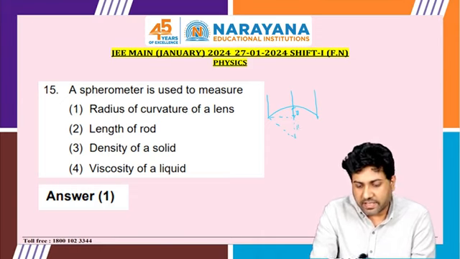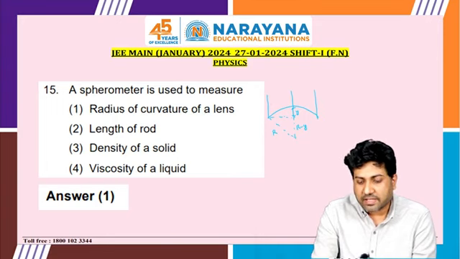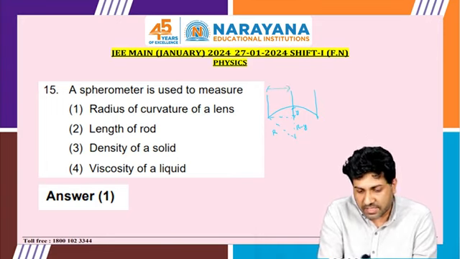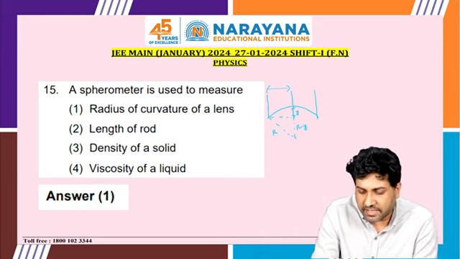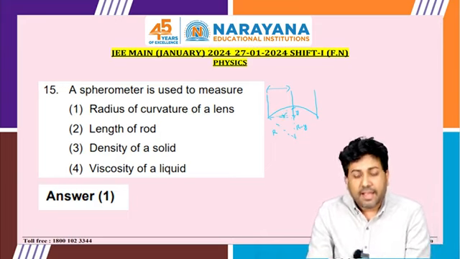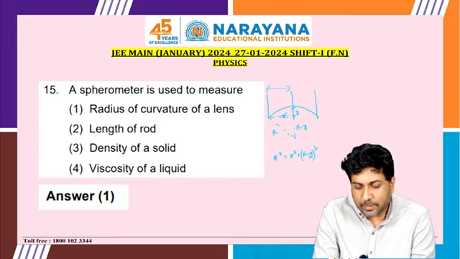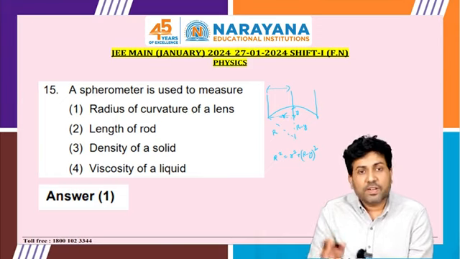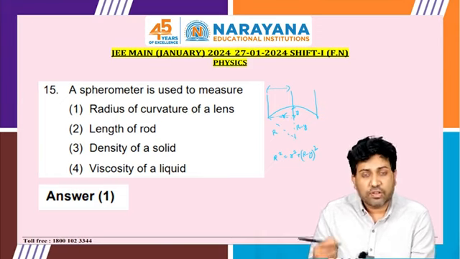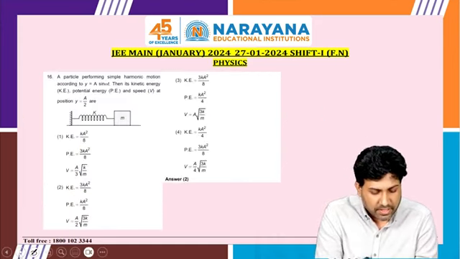So if this is y, this distance is r minus y, this is r, and let's say the diameter is... with the help of this distance we can also get the diameter, and if I know the diameter, I also know the radius of this. Let's say it is small r, and by Pythagoras theorem we will say capital R square is equal to small r square plus capital R minus y whole square. So this is how we can find the radius of curvature. So a spherometer is used to find the radius of curvature. Okay, let's move to the next question.